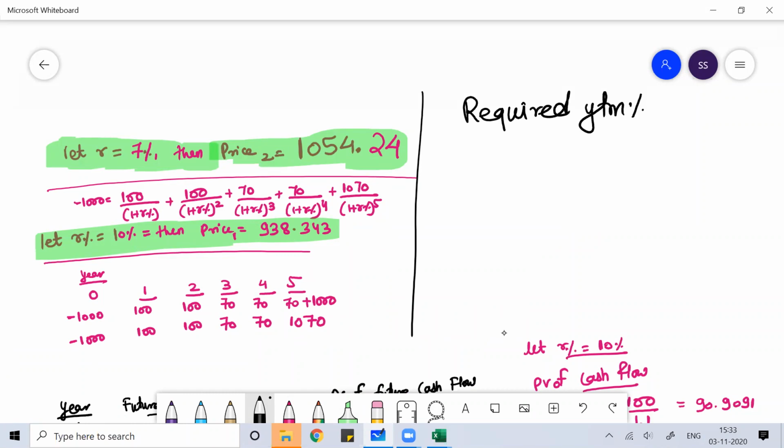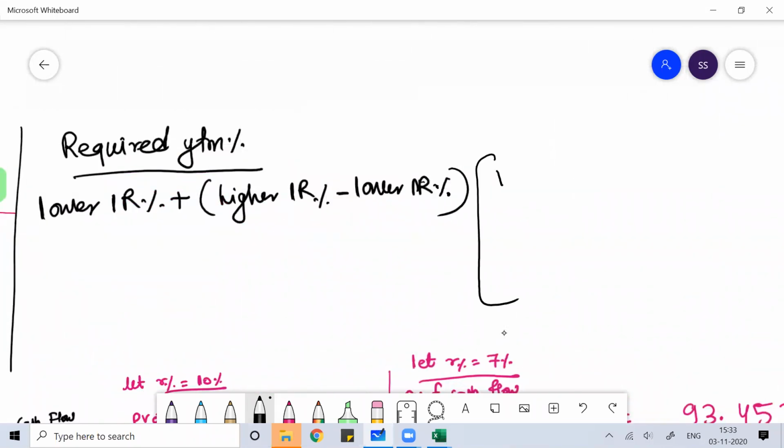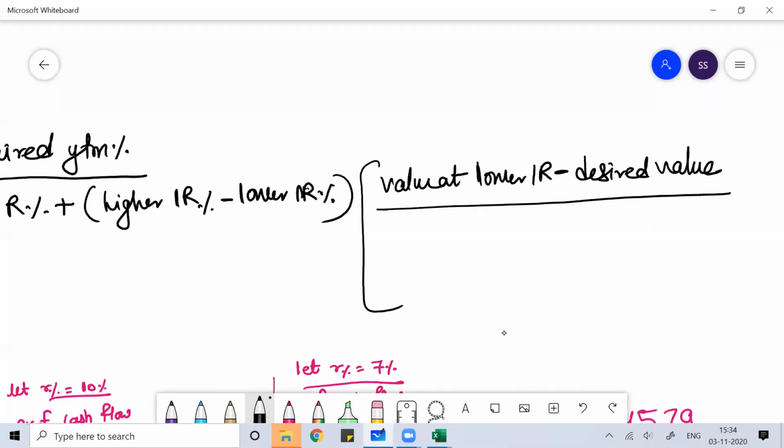So your required YTM percentage is equal to the lower interest rate, same formula which I told you in the past: lower interest rate plus higher interest rate minus lower interest rate, into value at the lower interest rate minus desired value, divided by value at lower interest rate minus the value at higher interest rate. This is the formula which I always use to find the YTM.